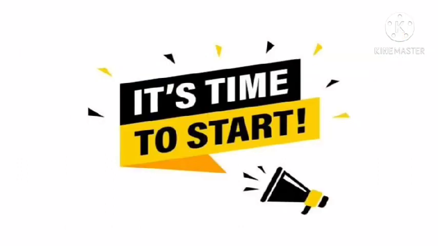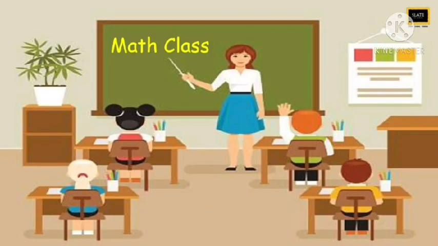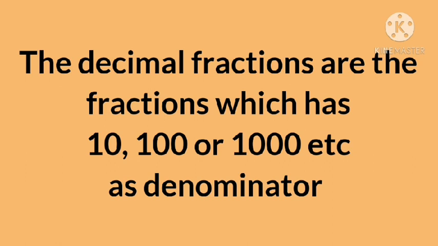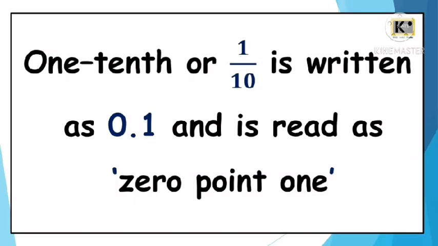Okay, let's start. First, we shall see how to write the decimal fractions in decimal form. I hope you all remember what are decimal fractions. The decimal fractions are the fractions where the denominator is a multiple of 10, like 10, 100, 1000, and so on. So, if I have to represent 1/10 or 1 by 10 as decimal, it is written as 0.1 and is read as 0.1.